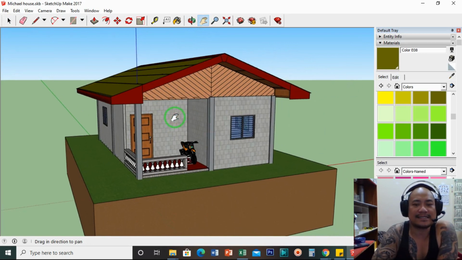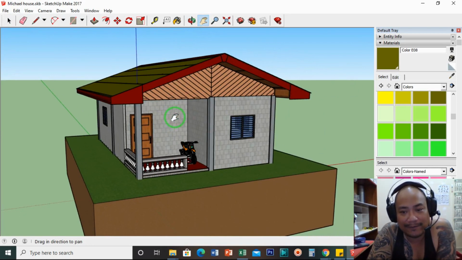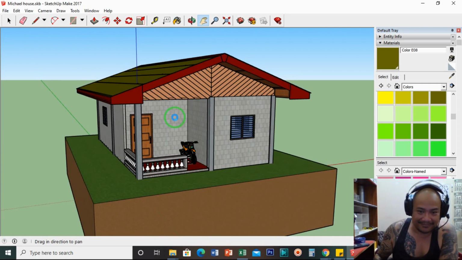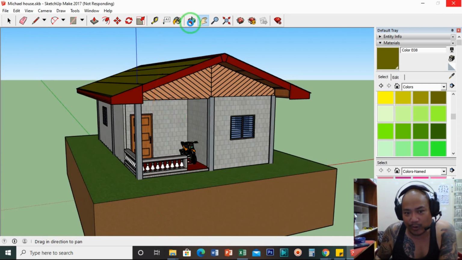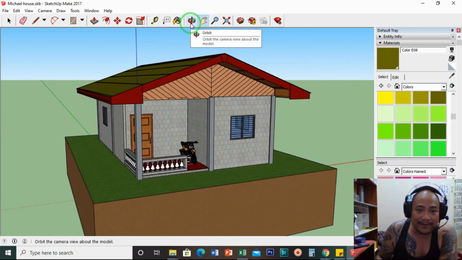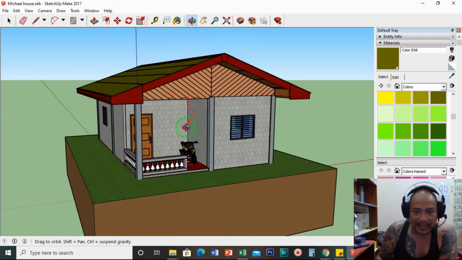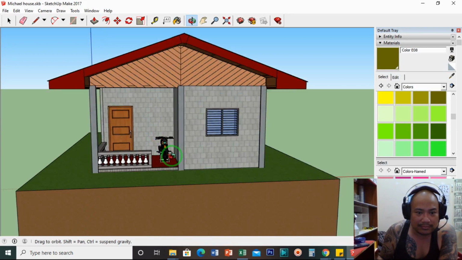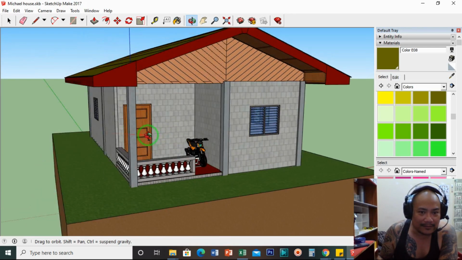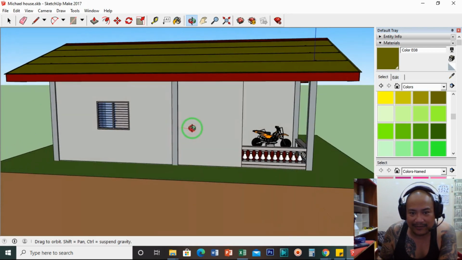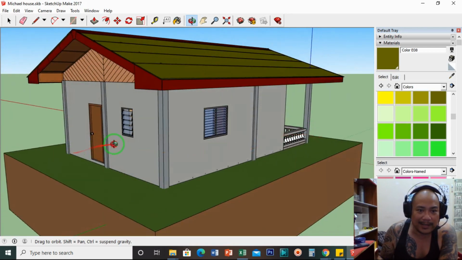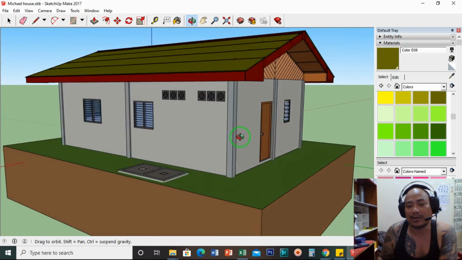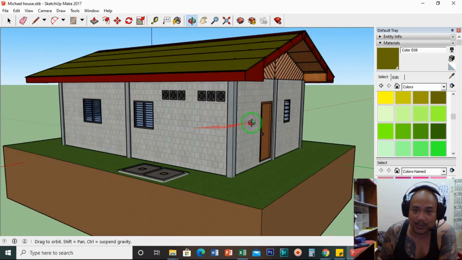So once again, this is a simple house for a simple OFW that is working in Saudi Arabia as a construction worker like me. So once again, I will show you the side view and the back view of this house. This is our front view, this is the side view, the back view, and the other side view. So as I've said, it's just a box with a roof.